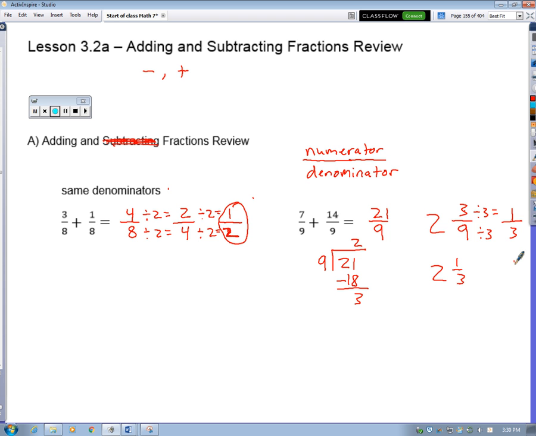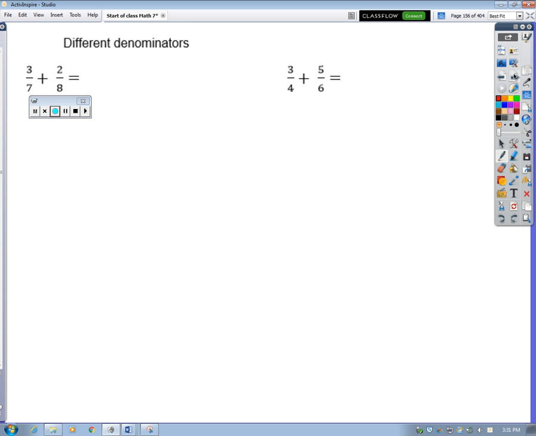Alright, that's the problem with fractions. That's why people don't like working with them, is because there's so many little steps to get down to an answer simplified all the way. Alright, let's take a look at some denominators when they are not the same. We will review how to do those.